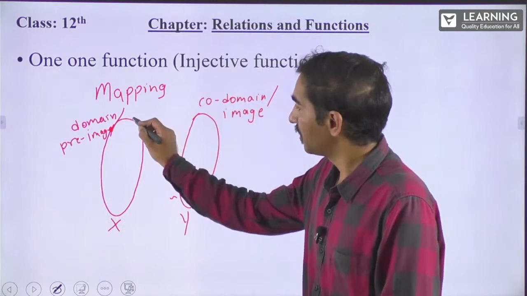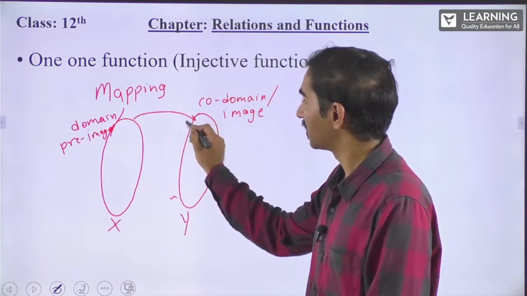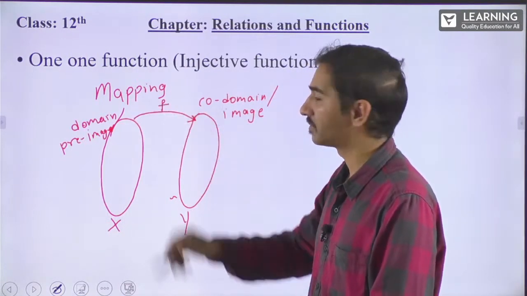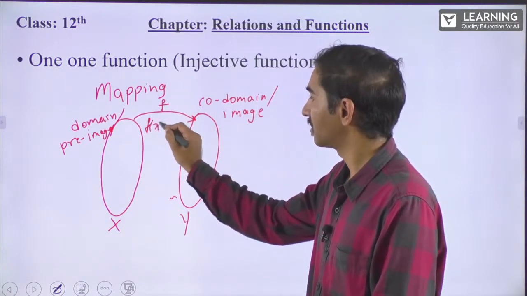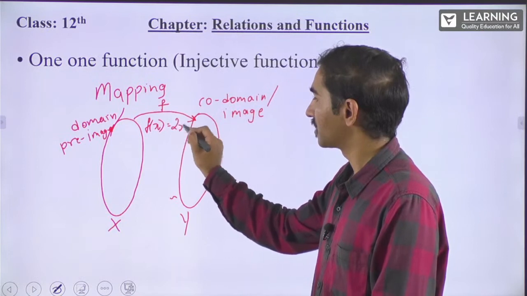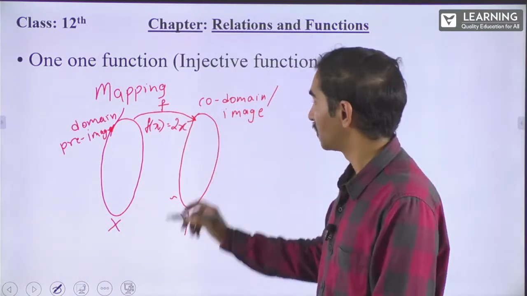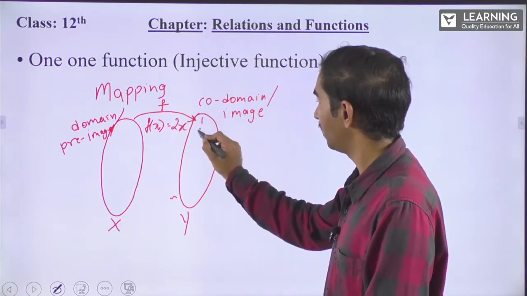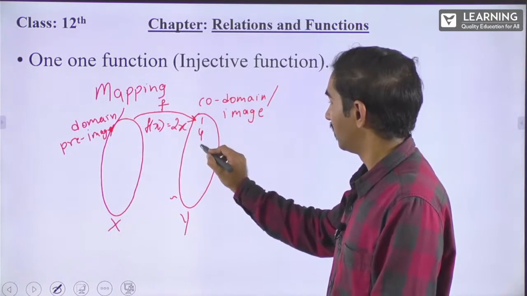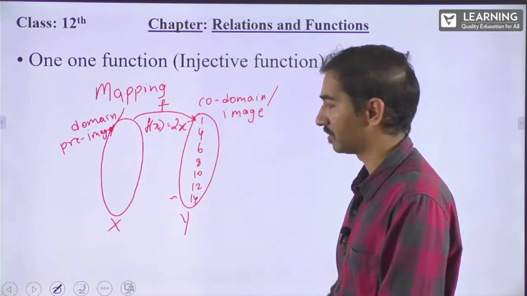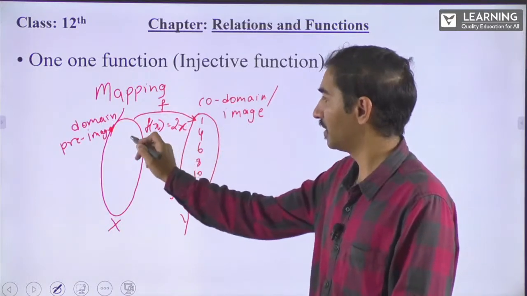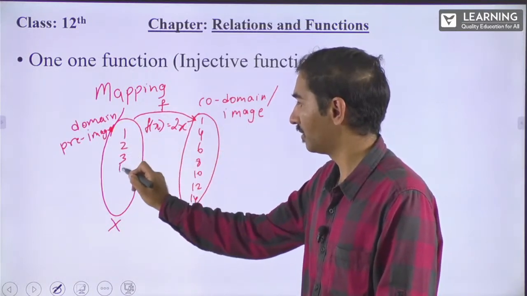Now from here to here, what is happening, students? Here to here there is a function f. So how is this f defined? Let us write f of x equals 2x. Here we'll write 1, 2, 3, 4, 5, and on this side we'll write 2, 4, 6, 8, 10, 12, 14.